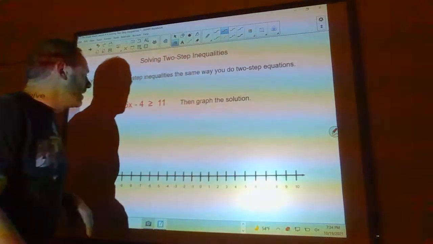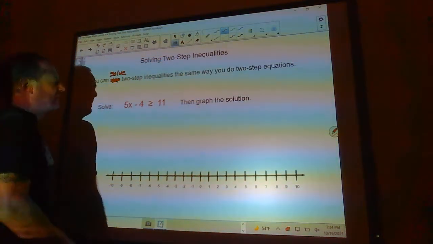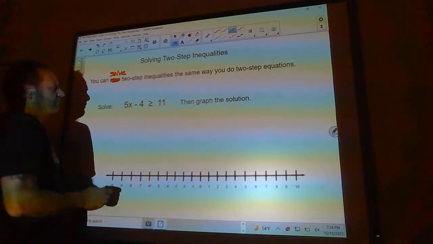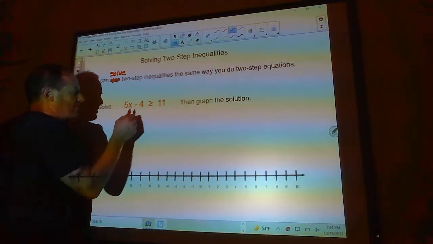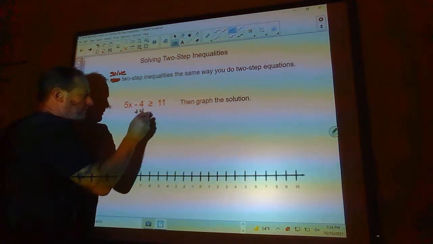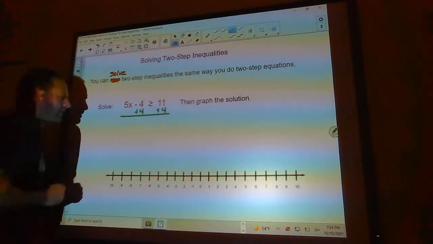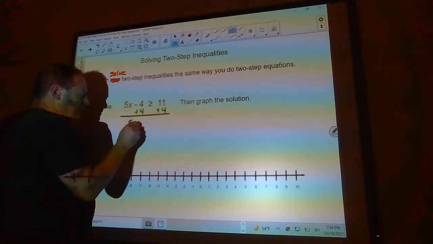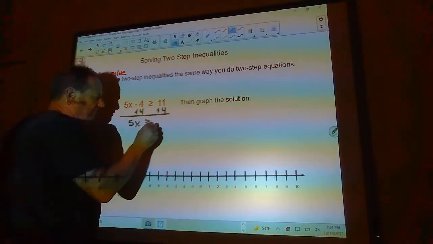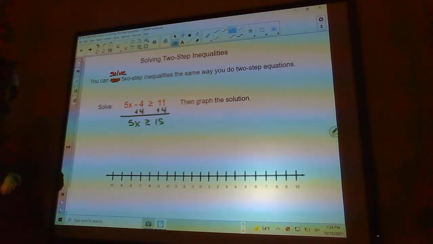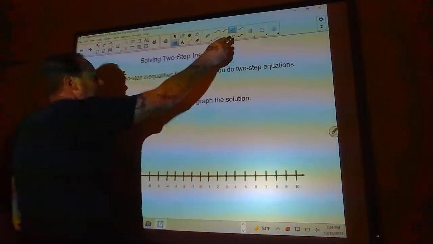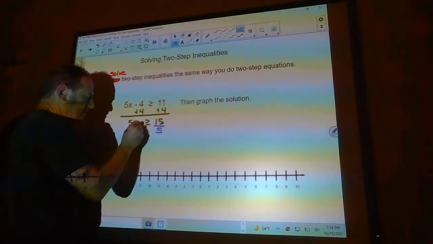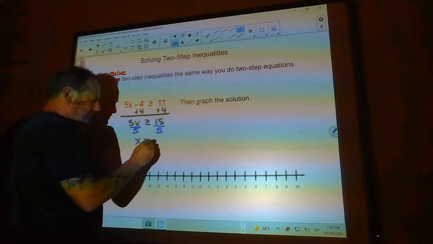So, what if we have a problem like this? 5x minus 4 is greater than or equal to 11. If this was an equation with an equal sign here, we would add 4 to both sides. So we're going to do that anyway. This goes away, and I'm left with 5x greater than or equal to 15. Now my next step is to divide by 5. So x is greater than or equal to 3.